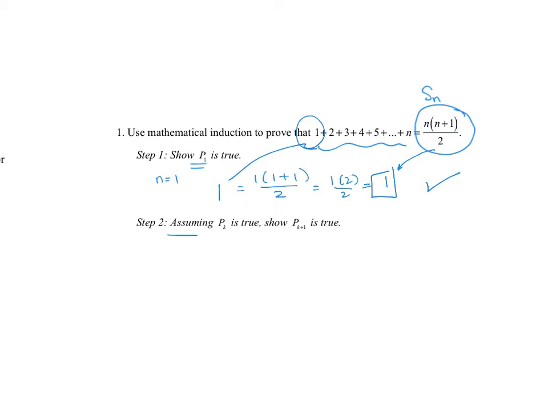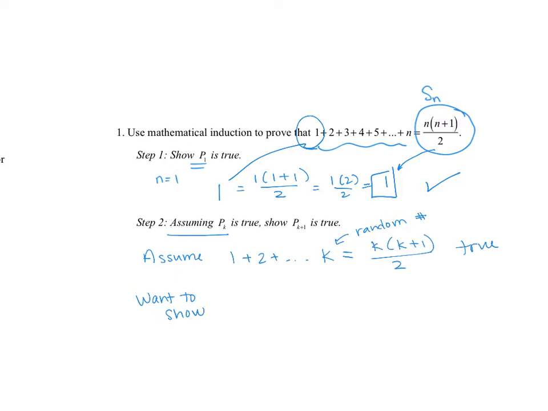So now we assume Pk is true. We're going to assume that the sum of all the numbers up to k does equal, I'm going to plug in k's, so that's just showing that this is some arbitrary number. So I'm going to assume that that is true. What we want to show is that the next one is true. We want to show that k plus 1 is true.